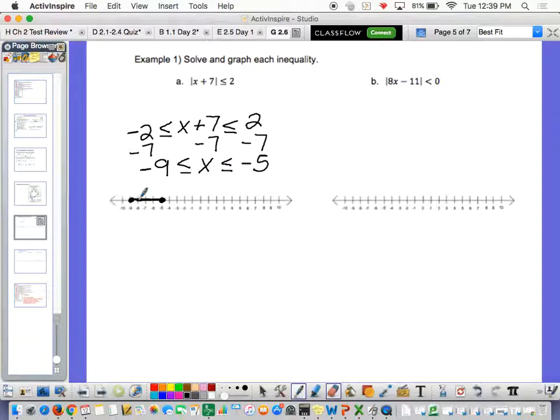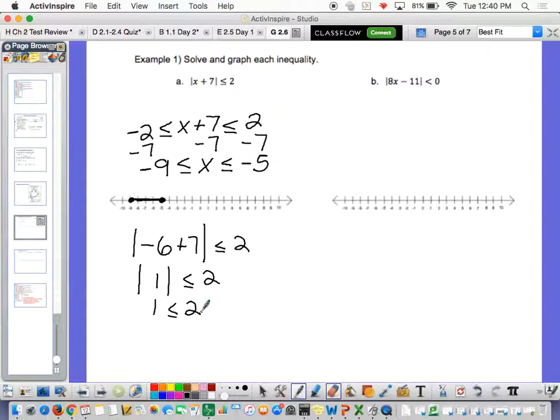The hardest part, in my opinion, is deciding, do we have an and or do we have an or? Okay? So what you could do is just check, pick a number. But what's a number in between negative 5 and negative 9? Well, negative 6 is in between. So if we tried, okay, the absolute value of negative 6 plus 7 is less than or equal to 2. Well, negative 6 plus 7 is 1, right? And the absolute value is 1. And 1 is less than or equal to 2, right?